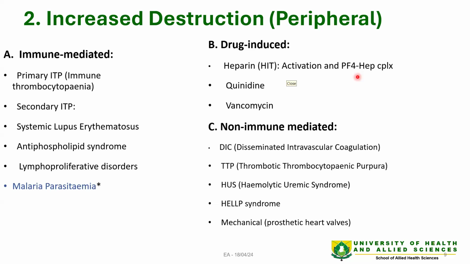Malaria parasitemia has also been established to result in increased destruction of platelets. So what happens here is that some malaria proteins end up being deposited on the surface of platelets. And once these platelets are going through the spleen for the normal and the routine checks, they end up being destroyed by macrophages within the spleen, resulting in a reduction in platelet numbers.